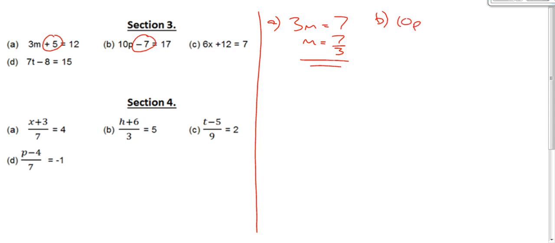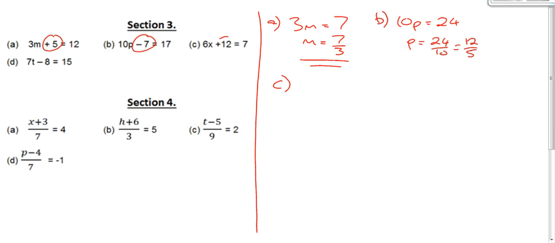So we're going to have 10p equals 24. And then we divide by 10. So 24 divided by 10, we just have it as 24 over 10. If you want to, you can cancel the fraction down. Now, both of them are even numbers, so we can divide both of them by 2. So that's going to be 12 over 5. But you don't need to do that.